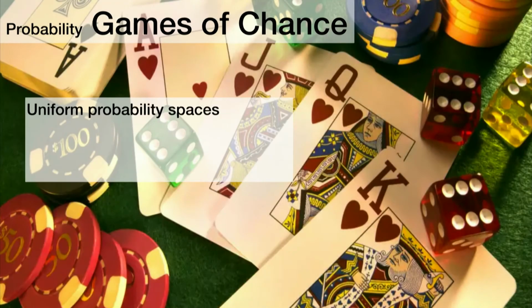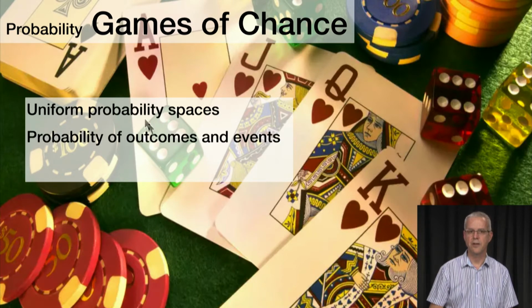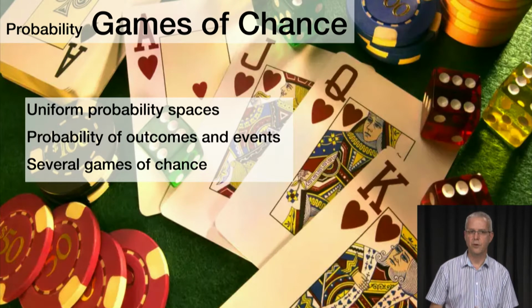Hello and welcome back. In the past few lectures, we've been talking about uniform probability spaces where all outcomes are equally likely, and the fact that everything has the same probability makes it very easy for us to calculate the probability of outcomes and of events. What we'd like to do in this lecture is consider a couple of popular games of chance and see if we can calculate different probabilities that come up.